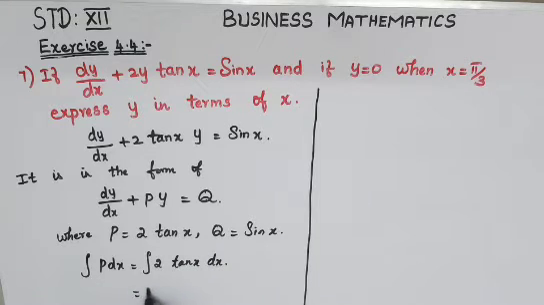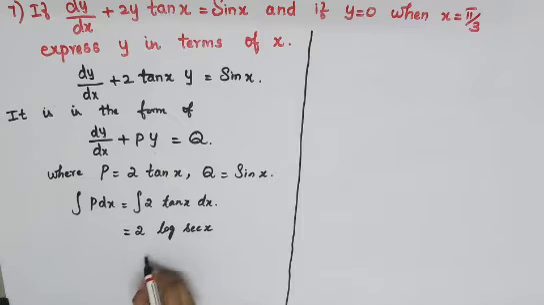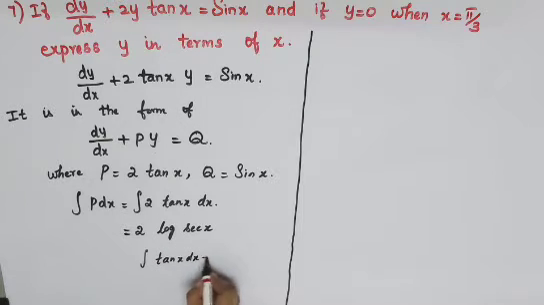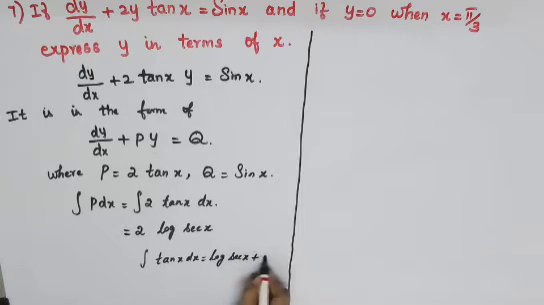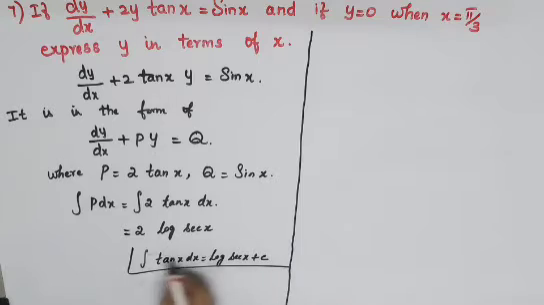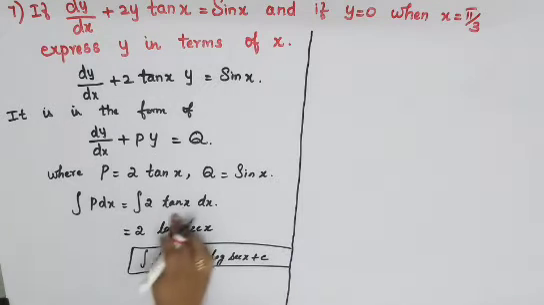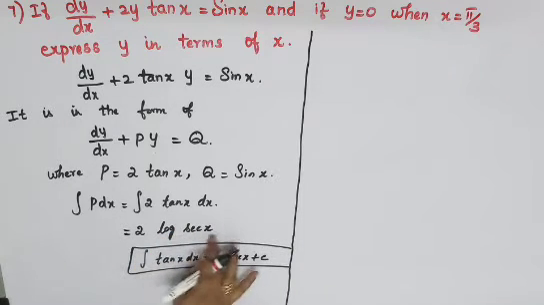So that is equal to 2 times the integral of tan x, which is log secant x. The formula is integral tan x is equal to log secant x plus c. So this formula you can replace over there for your integral of tan x. So I have just written log secant x.